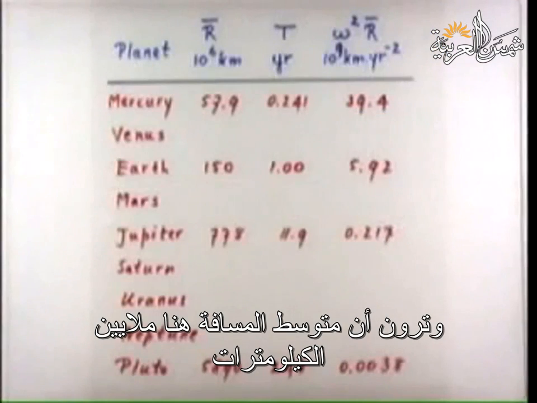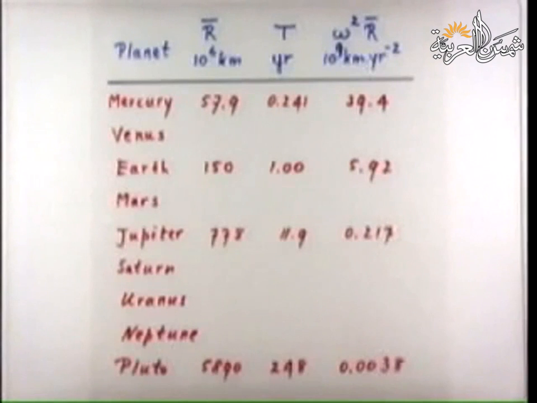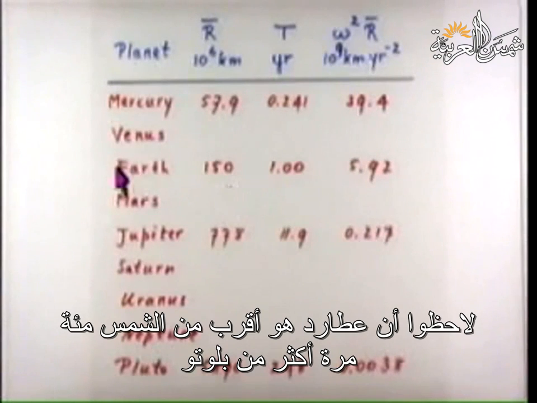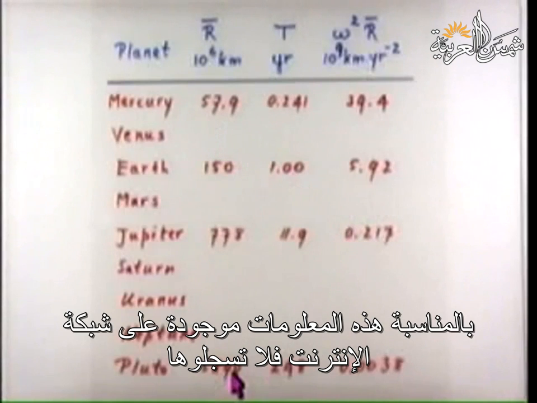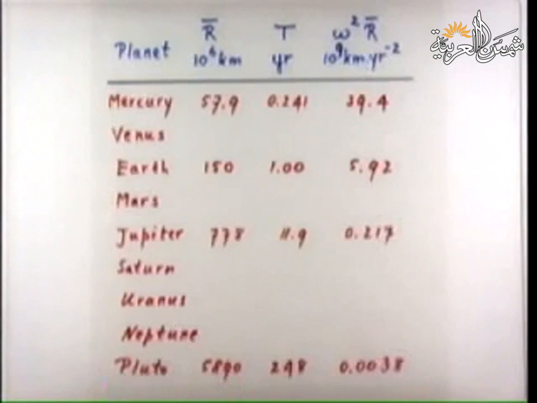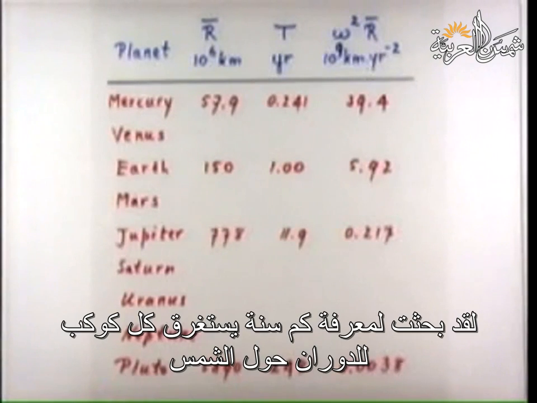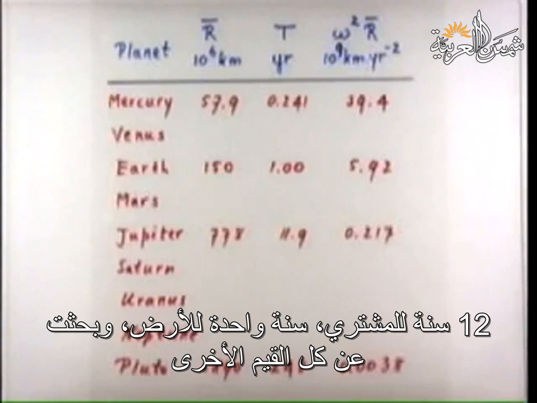So I look up the mean distance to these various planets, here in millions of kilometers. Notice that Mercury is about 100 times closer than Pluto. By the way, this is on the web, so don't copy this. You will find this on the 801 homepage. Then I looked up how many years it takes to go around the Sun: 12 years for Jupiter, 1 year for the Earth, and I looked up all the other values.